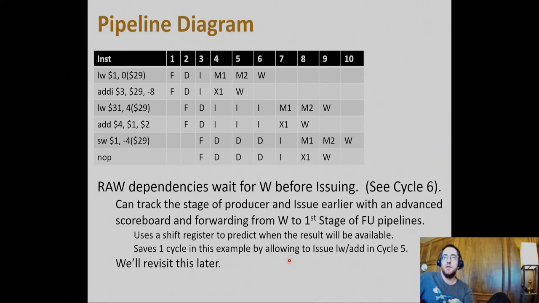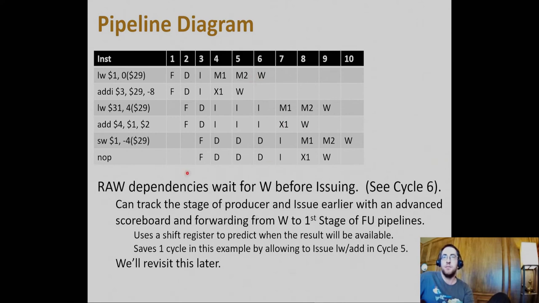It is possible to know that you can issue a cycle sooner if you add a little bit more metadata. So if we keep track of which instruction in the pipeline is going to produce the values we need. So we know we need $1. If we know that $1 is going to be coming from an instruction that's in the M pipeline, we can actually predict when it's going to write back its value and have it ready. And we can actually send our instructions into their execute stage pipelines one cycle sooner, knowing that we'll be able to forward the value coming out of this load into X1.